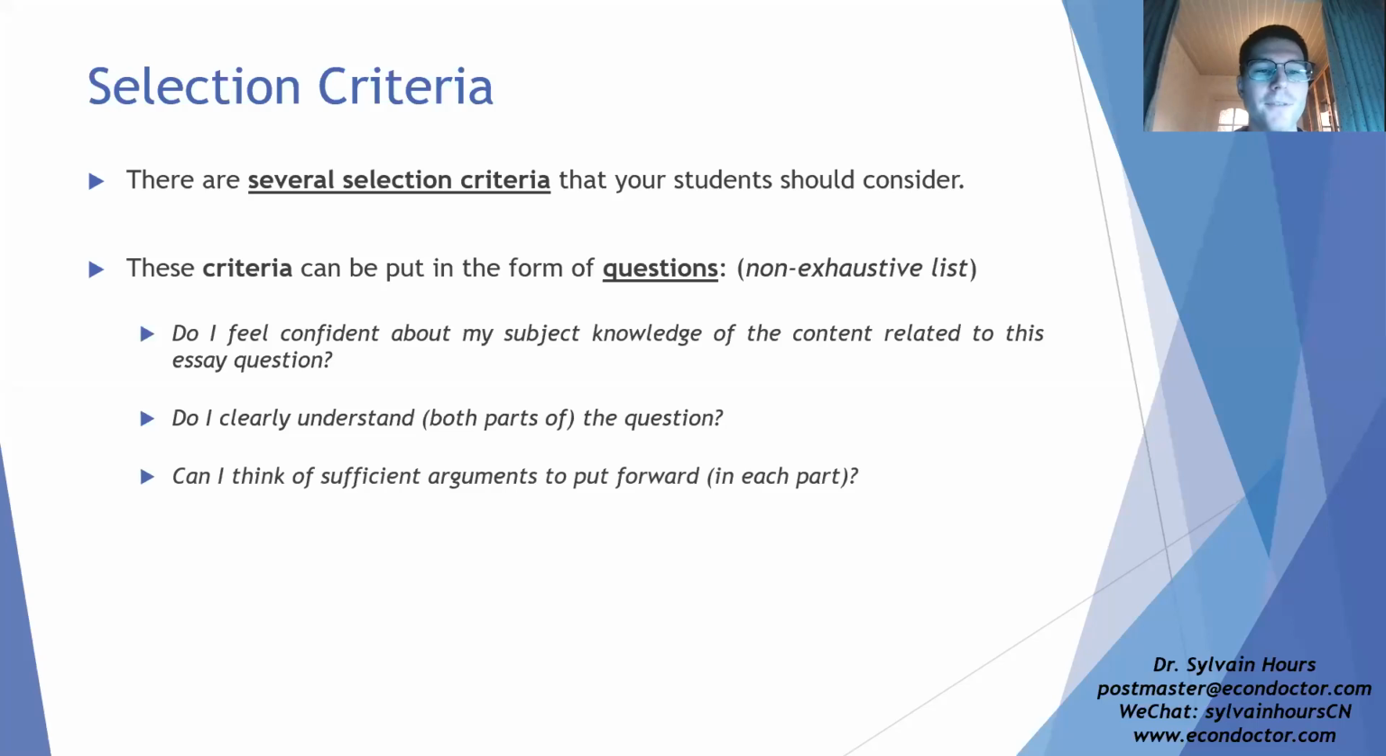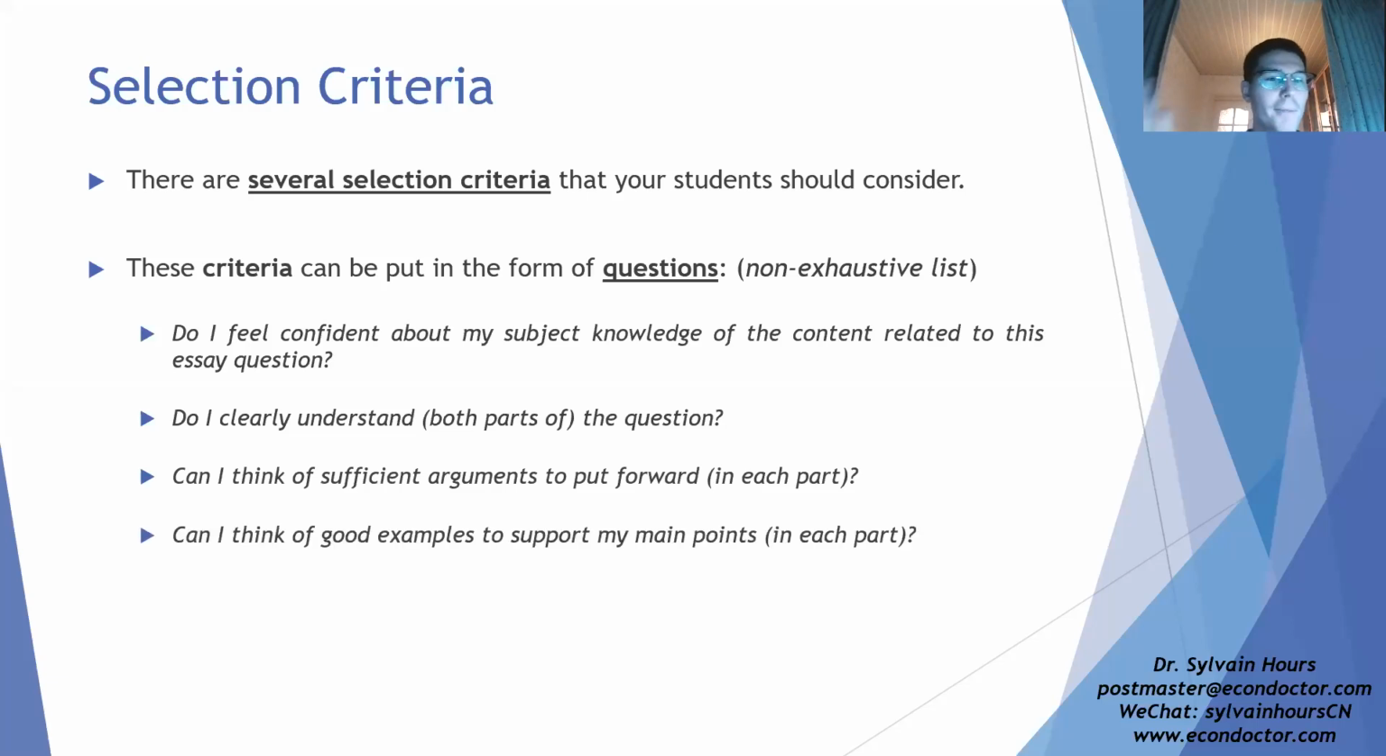Can I think of sufficient arguments to put forward in each part beyond the definitions, beyond the diagrams, beyond the examples? Do I have some good points to make in favor of something, against something that would be very interesting and that would really help me to answer the question? Can I think of good examples to support my main points? Okay, if you want to gain the application marks, you need to be able to give examples. Before you choose the essay question, they should think about that. Will I have an opportunity to use diagrams?